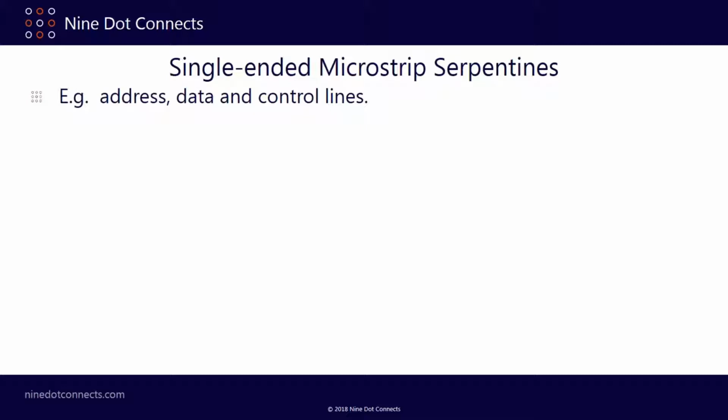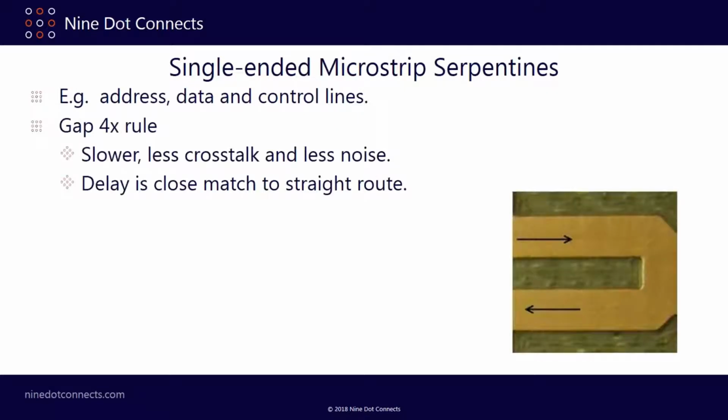Now for single-ended microstrip serpentines, you're going to use these typically on your address, data, and control lines. What I've shown you here on the right is a picture of one portion of a meander line or serpentine, where the signal comes in on the left-hand side, turns and comes back. And then of course it keeps on going. I just want to show you this one because we're going to talk about this gap that exists between this coupled length. You have to treat this as a mutual coupling, both capacitively and inductively.